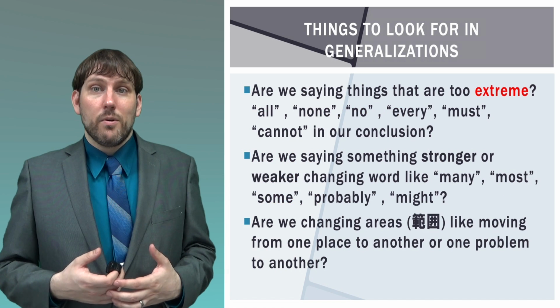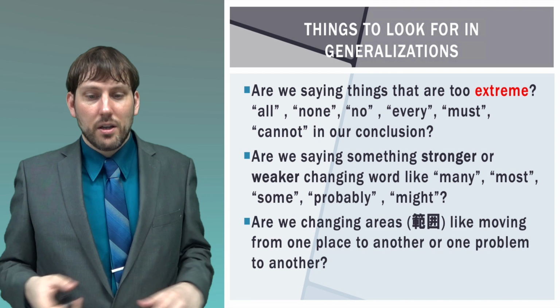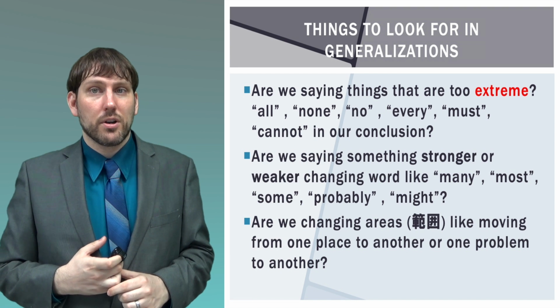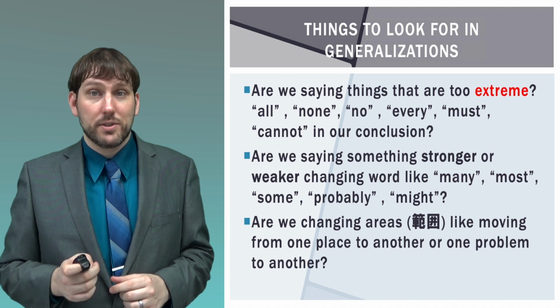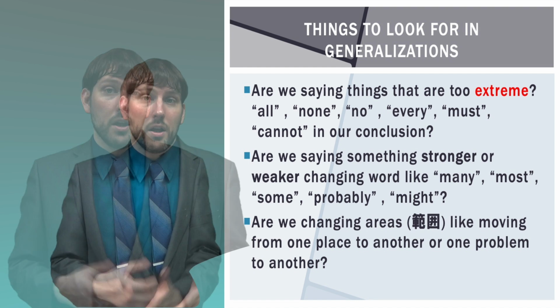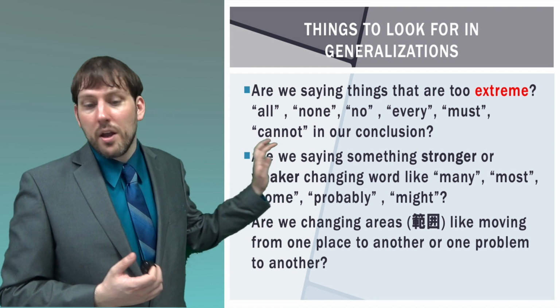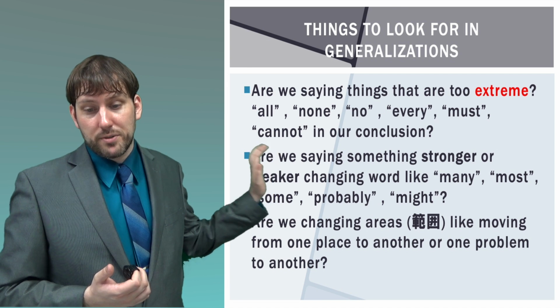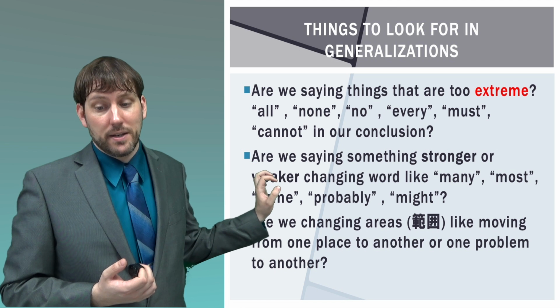So one way to avoid overgeneralizing, which is when we make a generalization that's too big, is to look and make sure that we're not using the words all, none, no, every, or must, or cannot. So if we make our conclusion something that is universal, it's going to be much harder to defend than if we make our conclusion smaller. So we can make it weaker by switching to words like many, most, some, probably, and might.